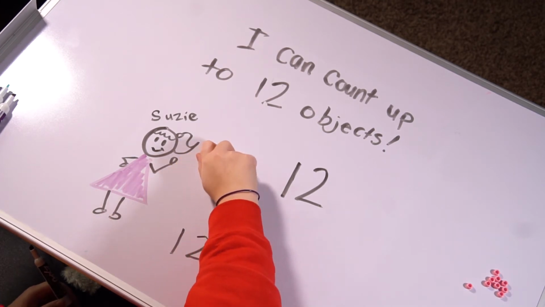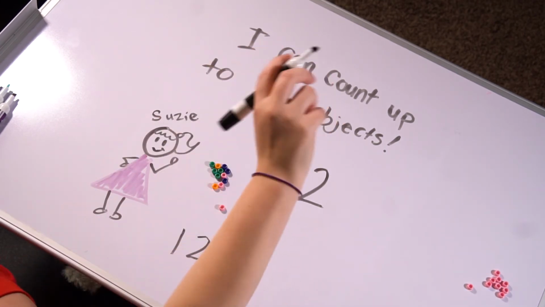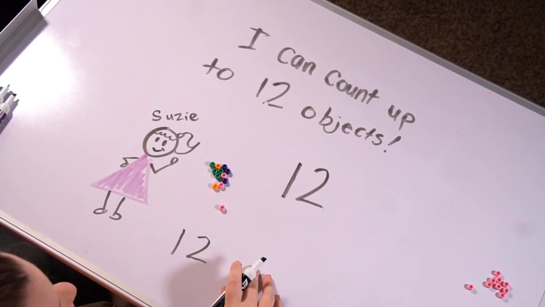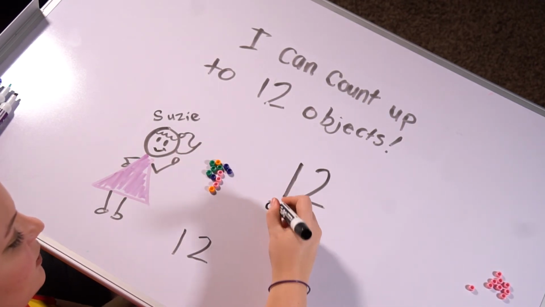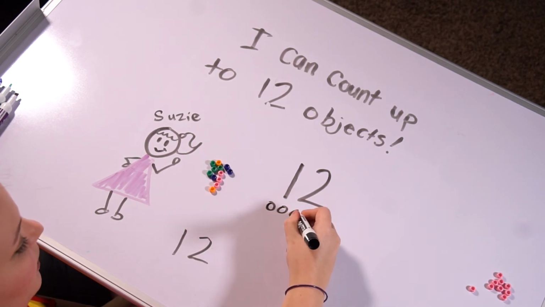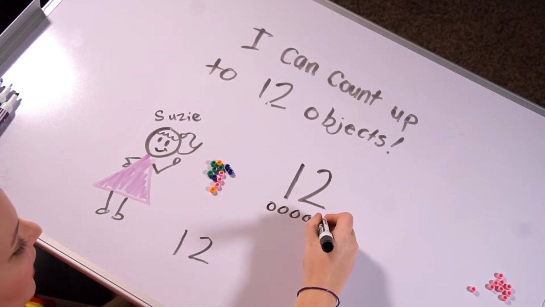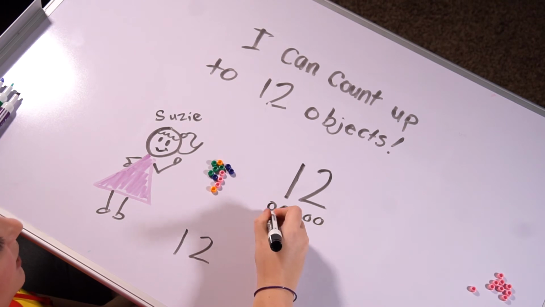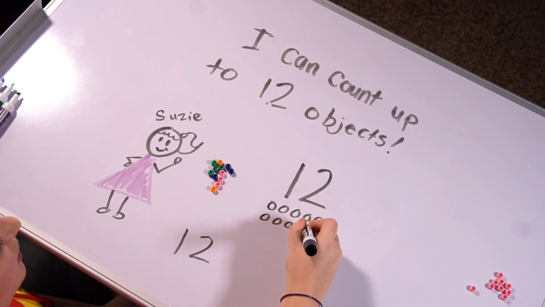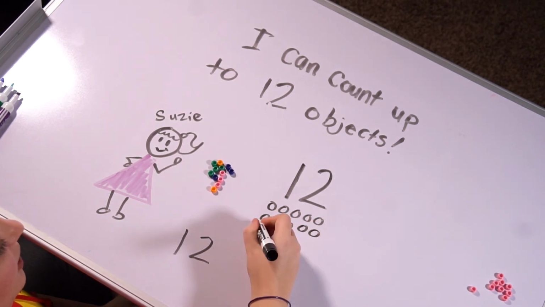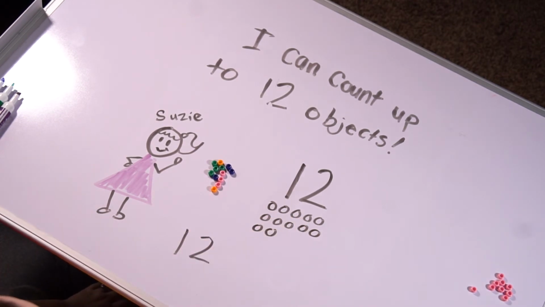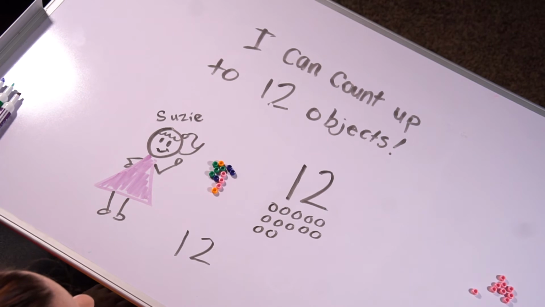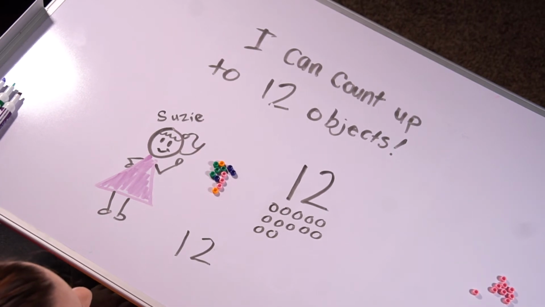I would also like for you to go ahead and draw 12 counters underneath your number 12. 1, 2, 3, 4, 5, 6, 7, 8, 9, 10, 11, 12. Pause the video now and write the number 12 on your piece of paper and draw for me 12 counters.